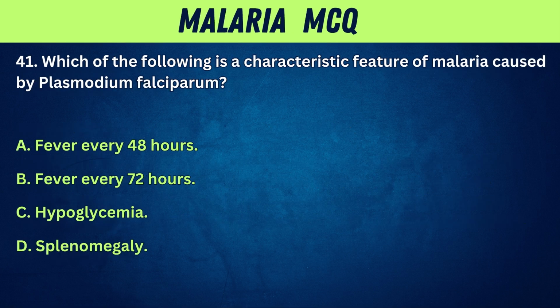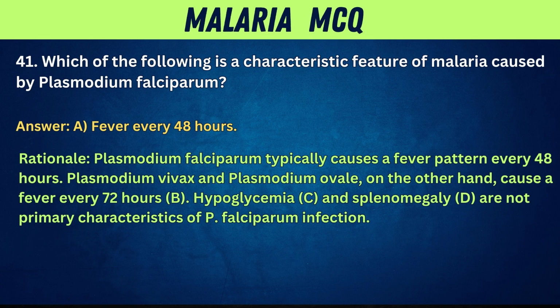41. Which of the following is a characteristic feature of malaria caused by Plasmodium falciparum? A. Fever every 48 hours. B. Fever every 72 hours. C. Hypoglycemia. D. Splenomegaly. Answer: A. Fever every 48 hours. Rationale: Plasmodium falciparum typically causes a fever pattern every 48 hours. Plasmodium vivax and Plasmodium ovale, on the other hand, cause a fever every 72 hours.